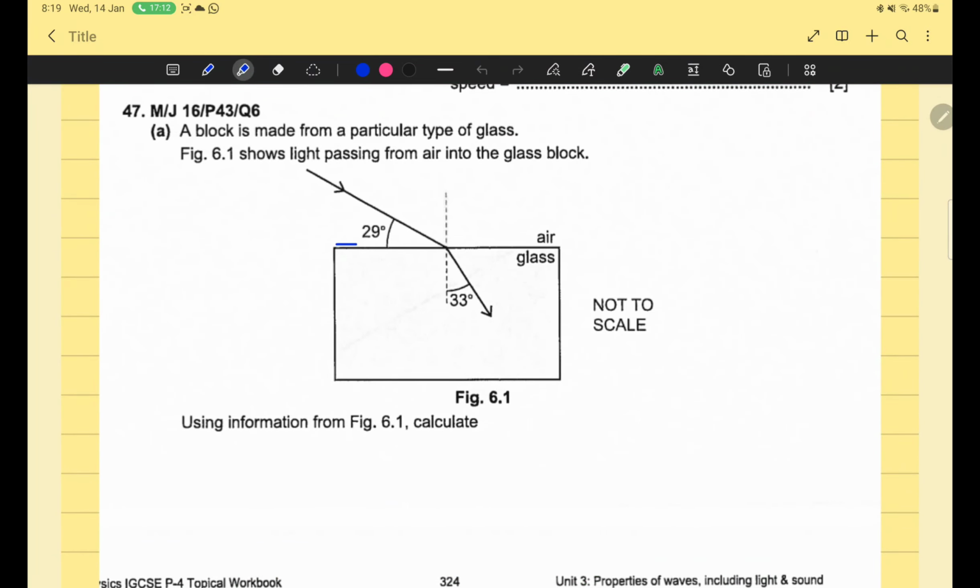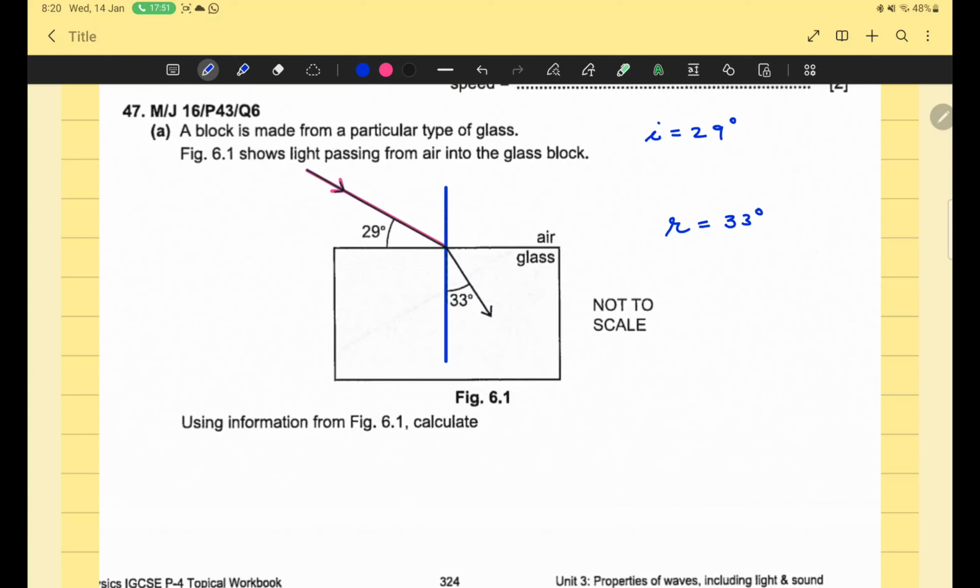Okay, the question is on your screen, Faria. This is a glass block, and on this glass block, the dotted line is the normal, and this ray is the incident ray. Navia, can you tell me what is angle I and what is angle R? Angle I is 29 and angle R is 33.